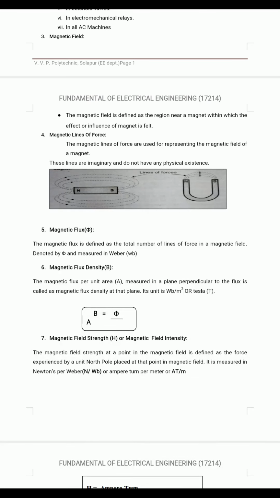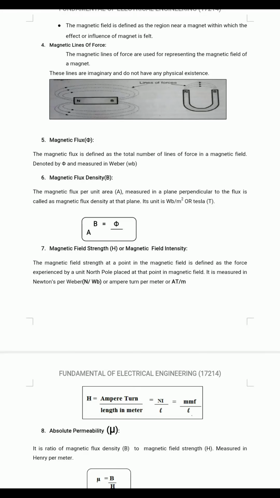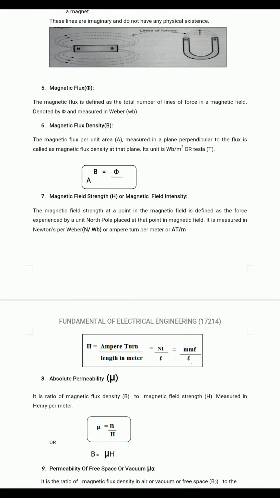So it's the magnetic strength. The magnetic field strength at a point in a magnetic field is defined as the force experienced by the unit north pole at that point in the magnetic field. This is the force acting in that magnetic field. It is measured in newtons per Weber or ampere turn per meter. It has two units, newtons per Weber or ampere turn per meter.